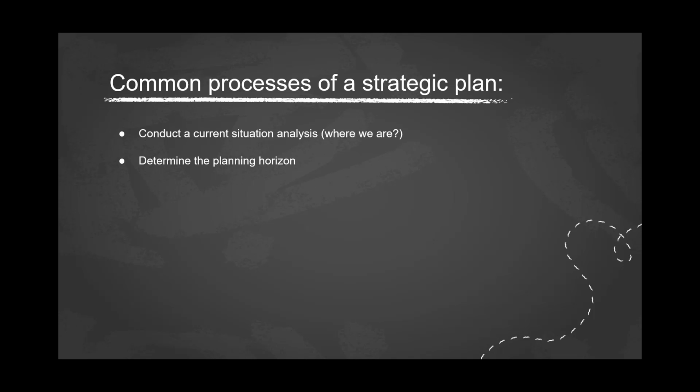Second process is determine the planning horizon. When you are preparing a strategic plan, you need to define the planning horizon, which describes the amount of time an organization will look into the future when preparing a strategic plan. A general planning horizon is around 1 year, but companies can have different planning horizons according to their needs and interests, like 3 years, 4 years, 5 years.